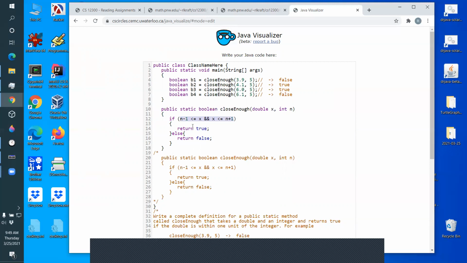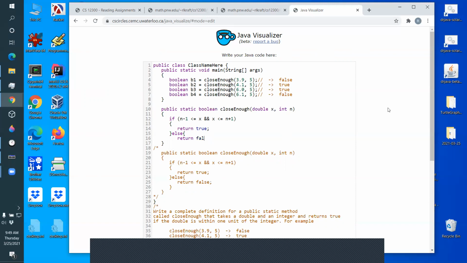If this thing is false, I'm returning false, which is the same thing as this. So when this is false, I return false. When this is true, I return true. So that means I'm returning this thing all the time. So watch, this can be shortened to be the following. This can be turned into one line of code.